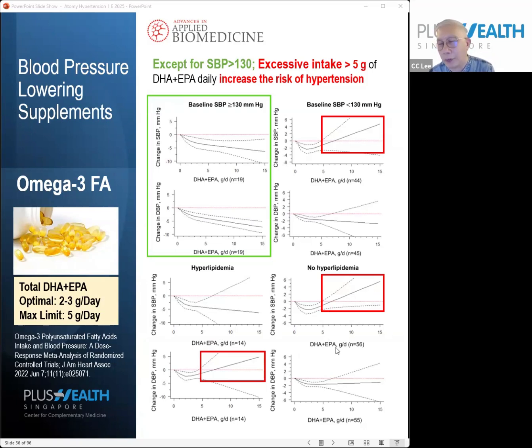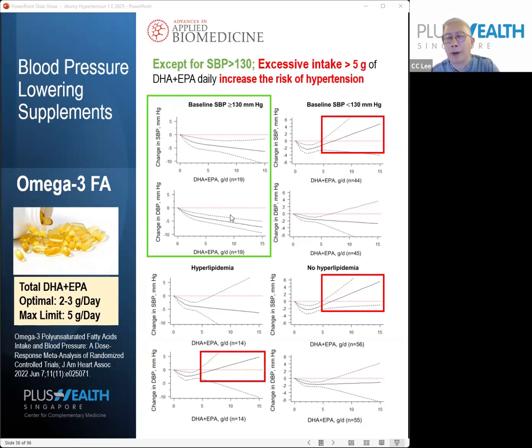So therefore, there is a limit of fish oil intake. The limit in here, you can see from here, is that you do not take your fish oil more than 5 grams a day because of this condition. Although if you are having hypertension, if you take more than 5 grams, maybe it's still okay.